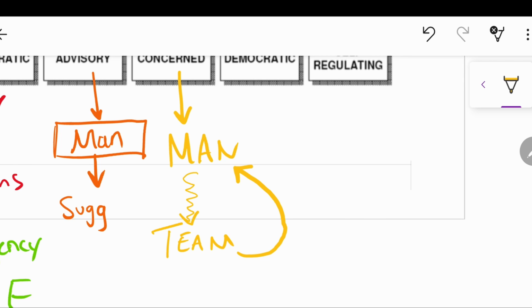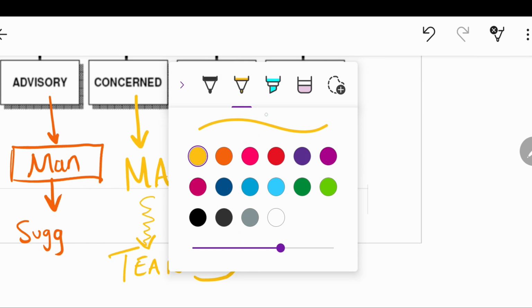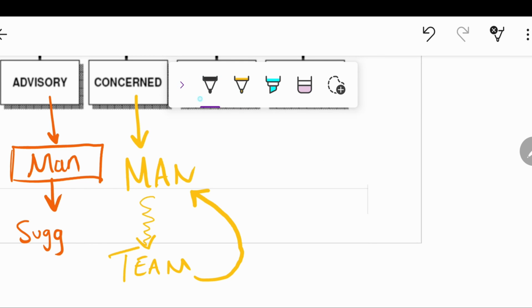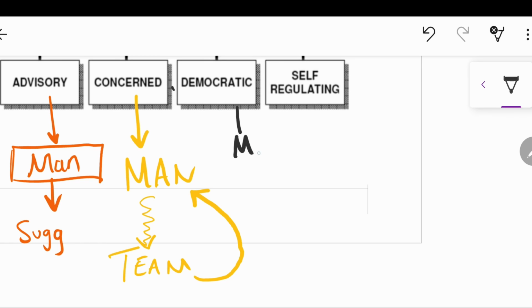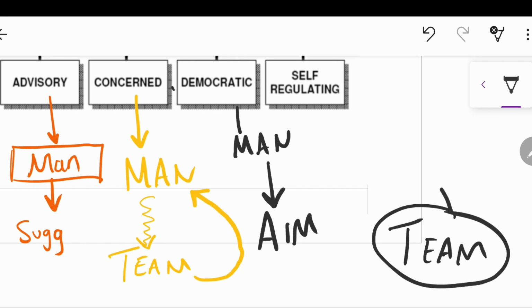Next we have the democratic. Democratic here is the manager sets out an aim. So the manager here gives an aim, but the team makes the decision. They make the decision, but they give it in regards to the aim given by the manager.